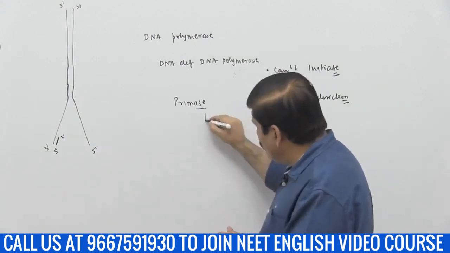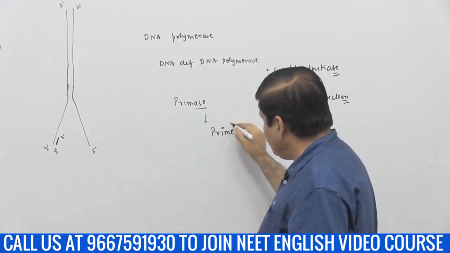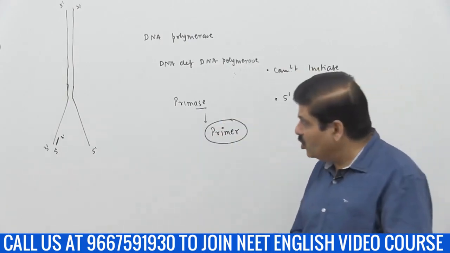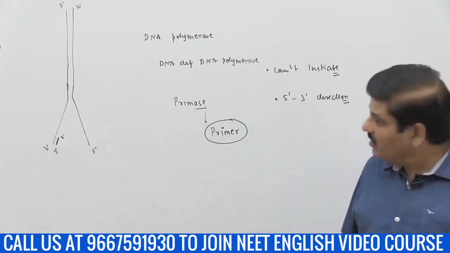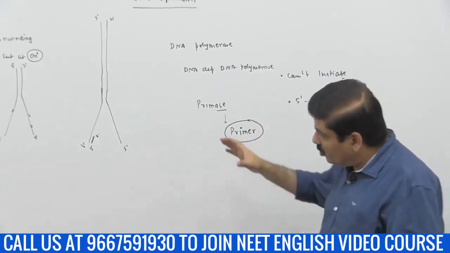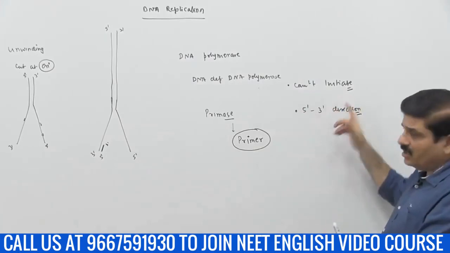And this short RNA nucleotide segment is appropriately called a primer. This primer is made up of ribonucleotides, and please remember that the enzyme is called primase. So this is how this thing is sorted out. It cannot initiate, no problem.